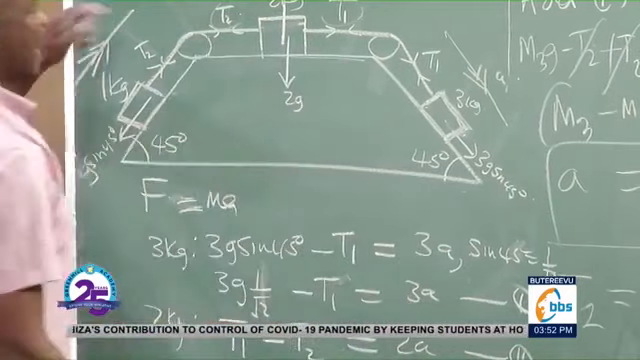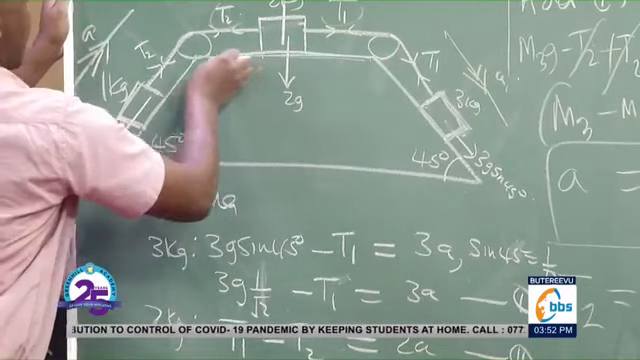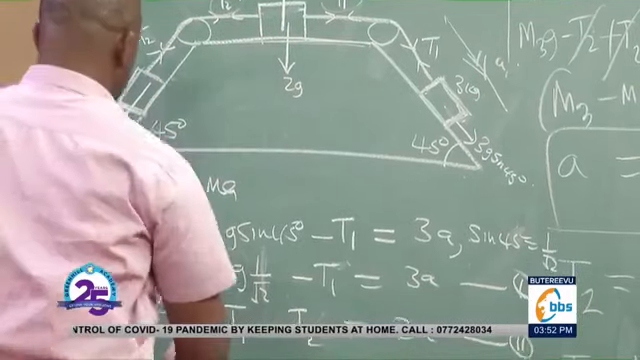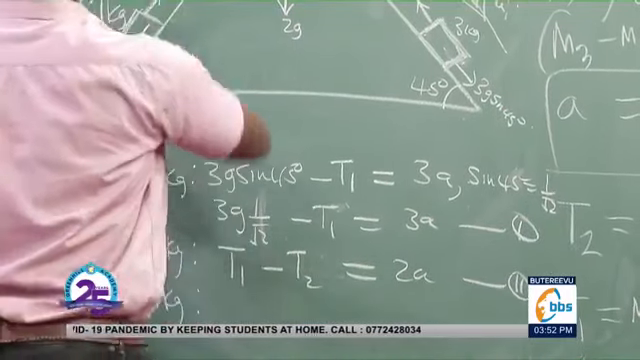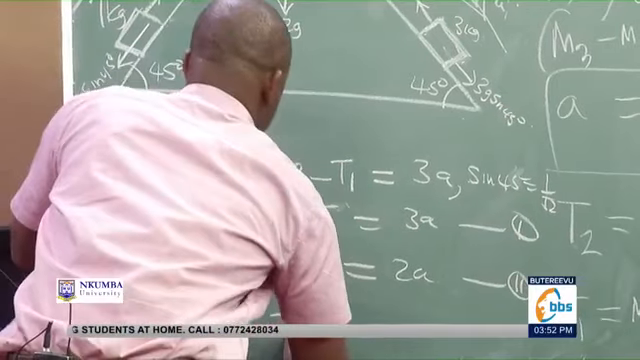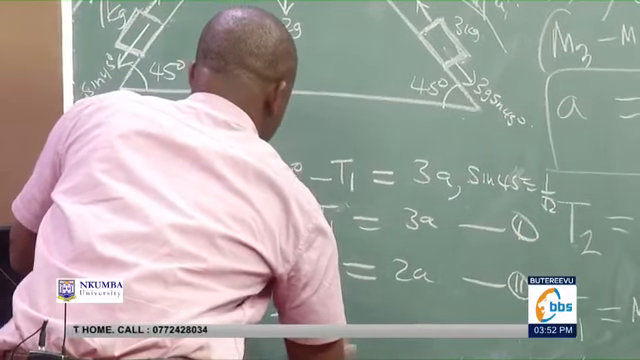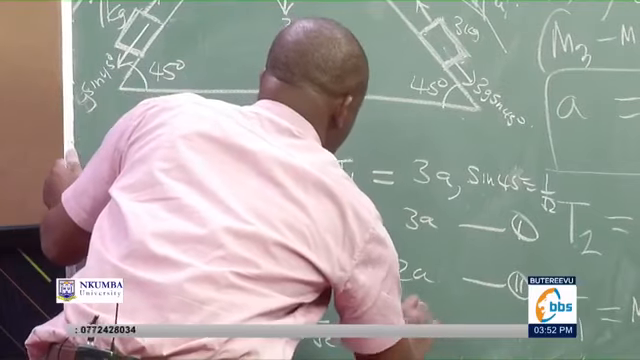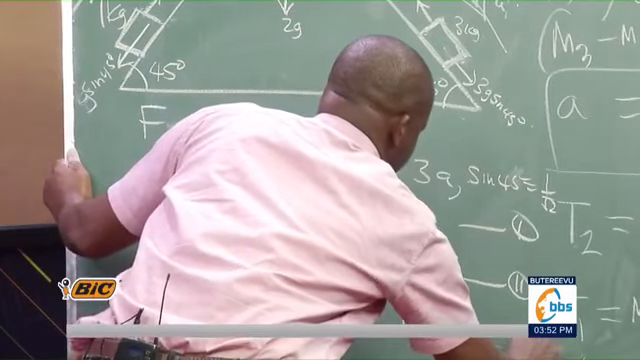That is, again, if they don't mention any resistance there. And then for the 1 kilogram mass, it is going up. So the T2 minus G times 1 out of root 2 should be equal to 1A, or just A.